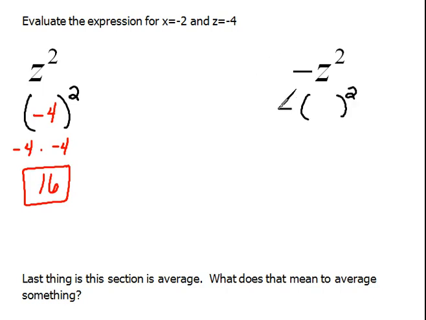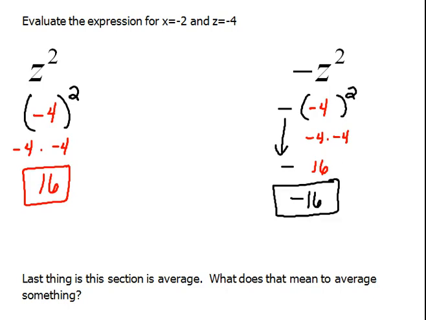This literally says the opposite of whatever z is squared. But we have to square z before we take the opposite of it. So it's really important to use your parentheses and recopy things properly. So again, we're using a -4 in place of z. So we have to do our squaring first. The square affects only the -4. So -4 times -4 would be 16. But now we still have to take the opposite of that. We have not taken care of that yet. So our answer then would be -16.